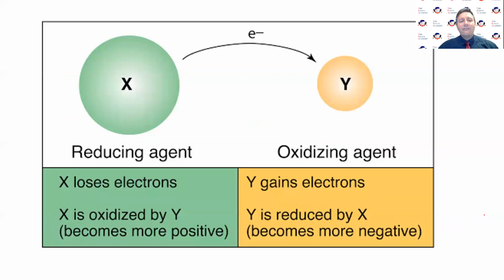So we have reducing agents and oxidizing agents. Reducing agents lose electrons, oxidizing agents gain electrons. And then we have X is oxidized by Y, becomes more positive, and Y is reduced by X, becomes more negative. So please take a look at this PowerPoint slide here. Maybe jot this down into your notes and look that over.